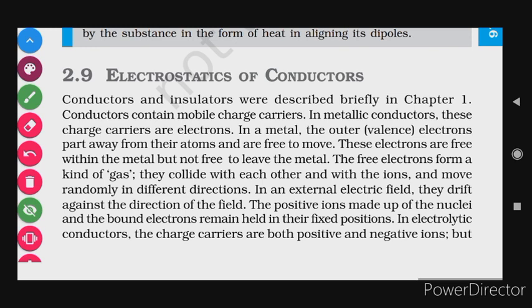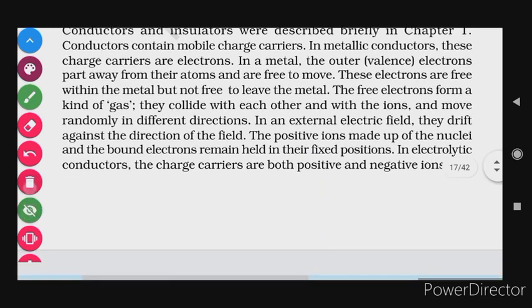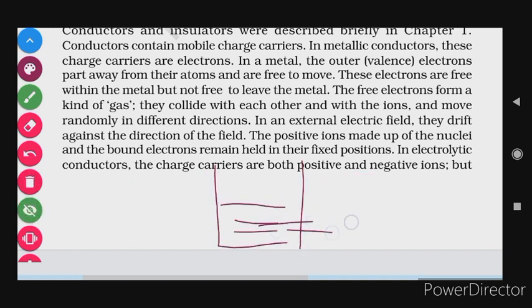The positive ions, made up of the nuclei and the bound electrons, remain held in their fixed positions. The positive ions and the electrons which are not free are bound charges, and they remain fixed. Only the electrons are free to move. In electrolytic conductors, the charge carriers are both positive and negative ions. For example, in an electrolytic solution of NaCl, the charge carriers are Na+ and Cl-. You have studied this in chemistry.